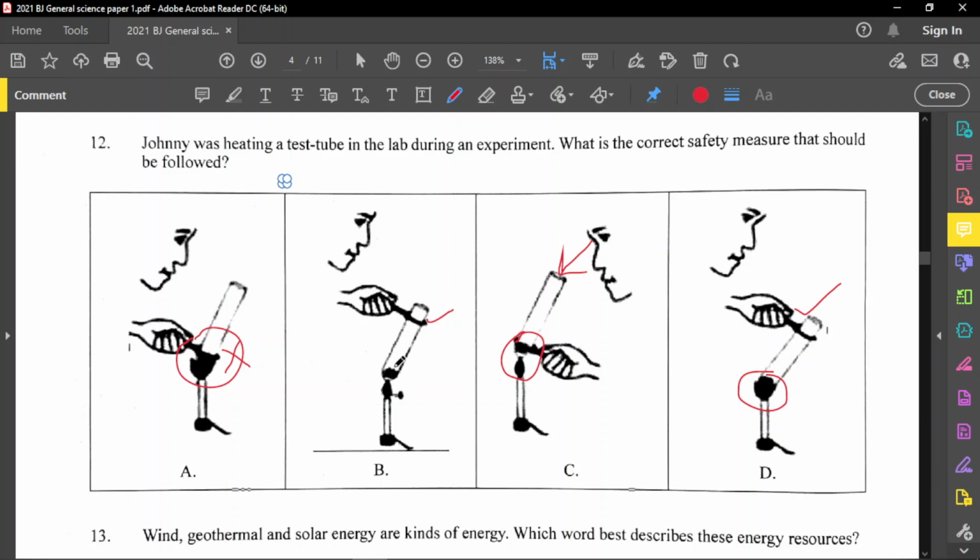You should put the test tube in the flame as in B, in and out slowly, and not the whole test tube down into the mouth of the Bunsen burner. No. All right, so B is the correct option right there.